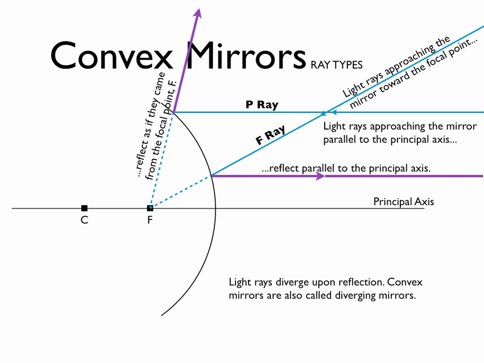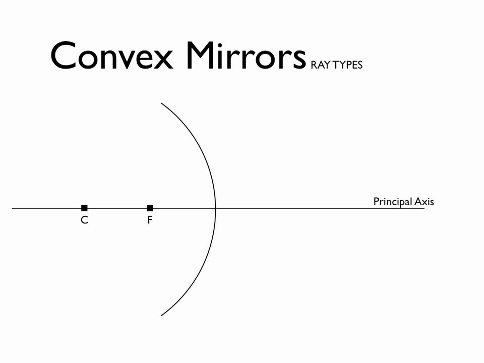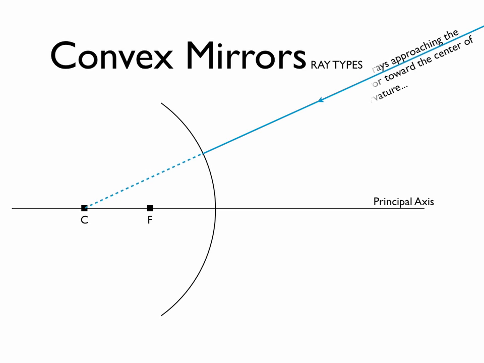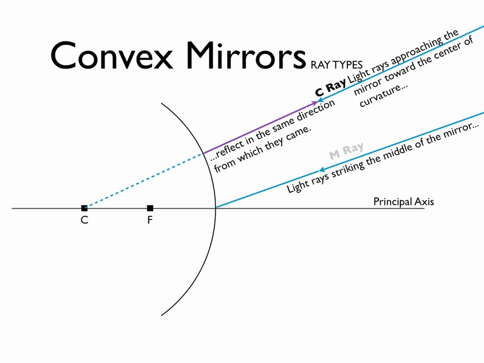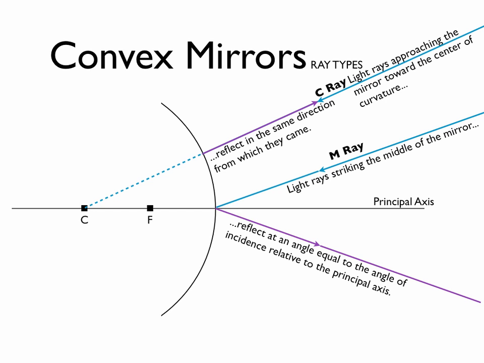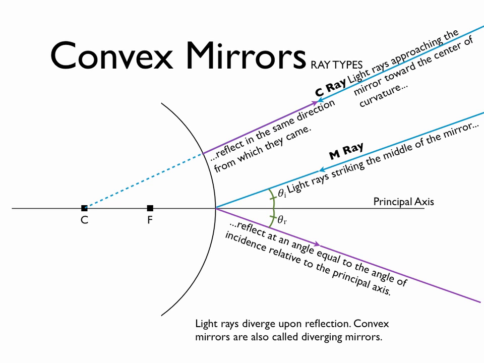There's a couple of other rays that we can draw. One is the C ray, which is drawn approaching the center of curvature. Upon striking the surface of the mirror, it just reflects back in the direction from which it came because it strikes the mirror at a 90-degree angle to the surface. The last ray is the M ray, and it's exactly the same for convex mirrors as for concave. The reflection is at the same angle relative to the principal axis as the ray was. And notice again, the purple reflected light rays are diverging on the mirrored side of the mirror.